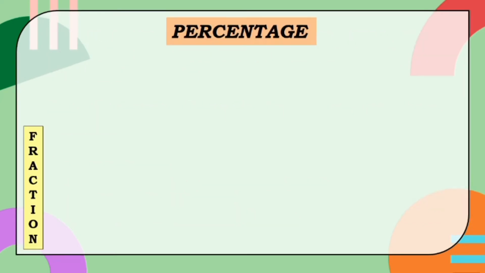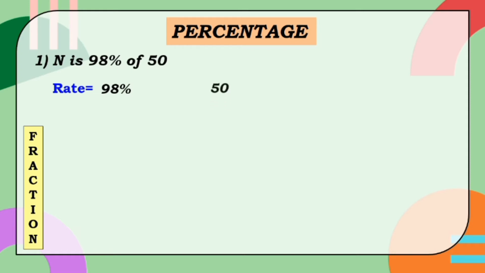Finding percentage in a given problem. Using fraction. Number 1, n is 98% of 50. What are given? 98% is the rate because of the percent sign. 50 is the base dahil sa "of". Meron tayong "of" before 50.